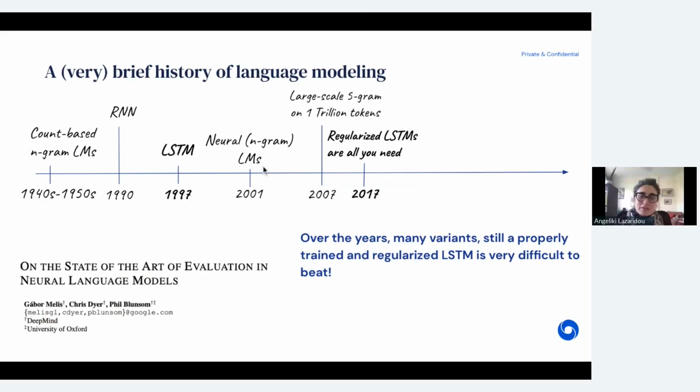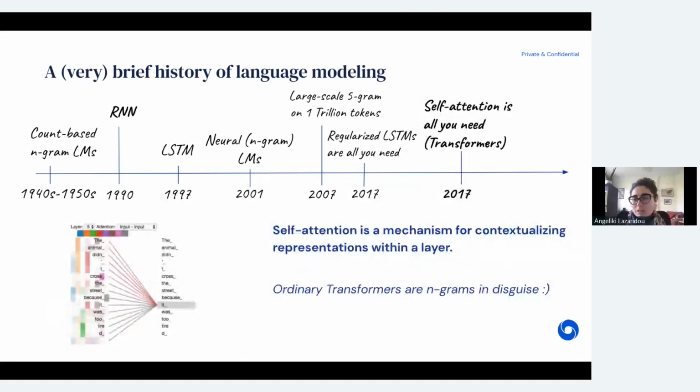The next big revolution in language modeling came with the transformers paper, and with the "Attention Is All You Need" paper. I'm going to deep dive a bit later into self-attention, but self-attention is basically nothing more than contextualizing the representations that models have within a layer. However, ordinary transformers are actually n-grams in disguise because they have a limited context that they receive.